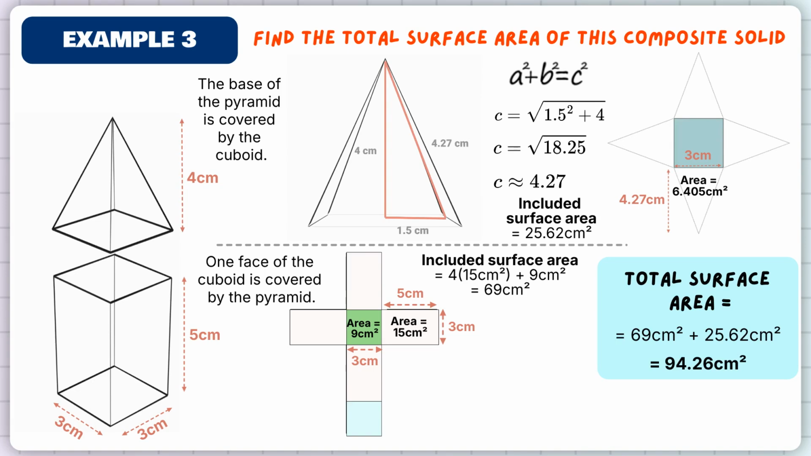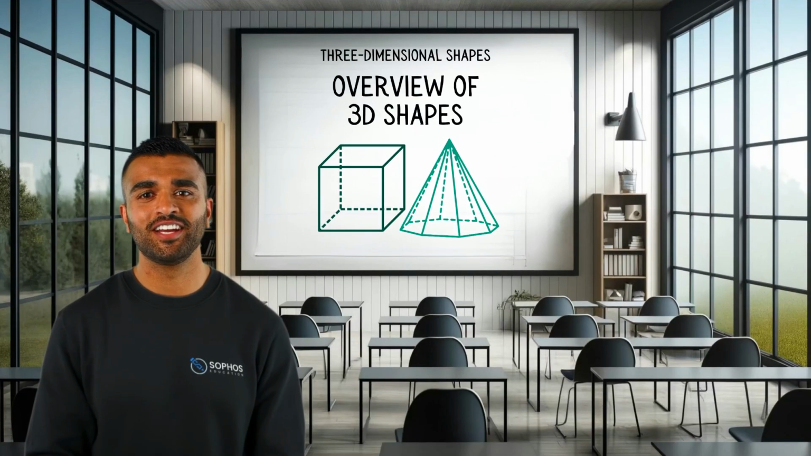By working through these examples, we see how to break down complex shapes into their simpler components, create their nets, and calculate their total surface areas. This method allows us to tackle even more complicated geometric problems with confidence. That's the end of the lesson.